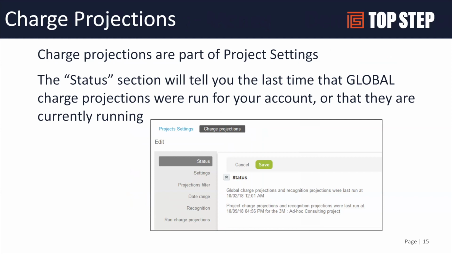So going back to the charge projections, those are set up under the project settings. It will show you how often it runs in the status section. And generally, there's two options. Well, there's three options. Generally, you schedule these to run nightly. So each night, it's going to take a picture of your charge projection. It's going to create a charge projection table and overwrite the previous table.